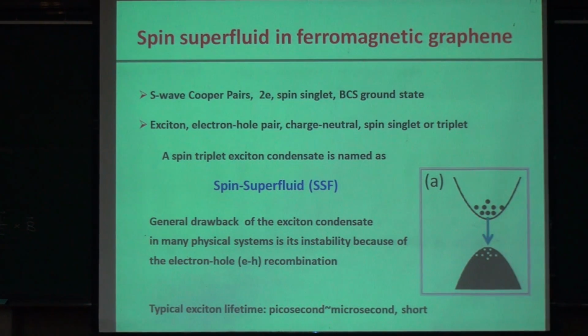It's just that in the cold atom system, the experimental ways to tell the physical property of the system are very limited. Unlike the condensed matter system, where you have many ways to detect the different physical properties. You can do transport measurement, optical measurement, and so on, many different ways. In the cold atom systems, the ways of doing physical measurement are kind of limited. So anyway, if it's a spin triplet exciton condensation, it is what we call the spin superfluidity or spin superconductor.